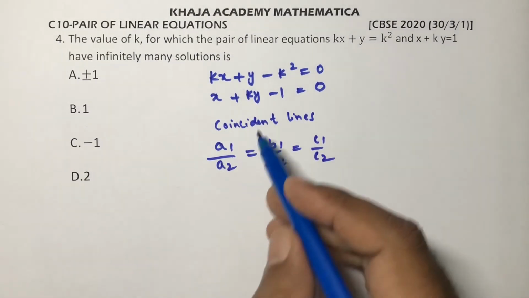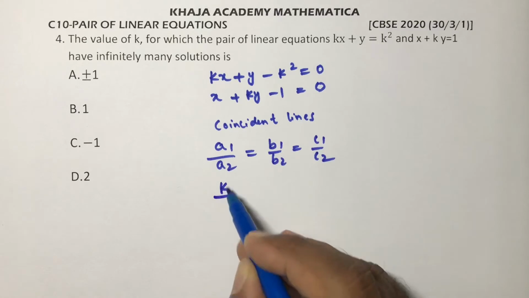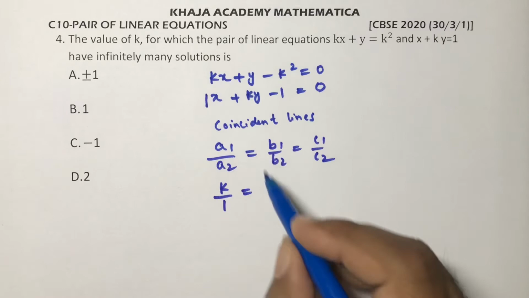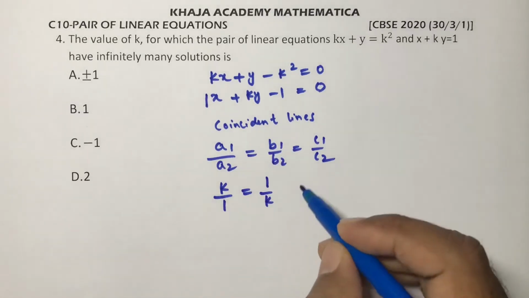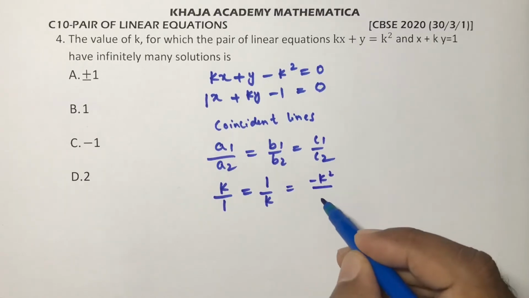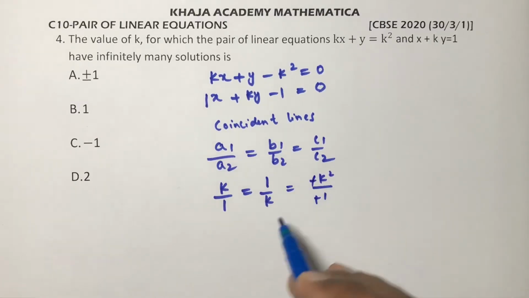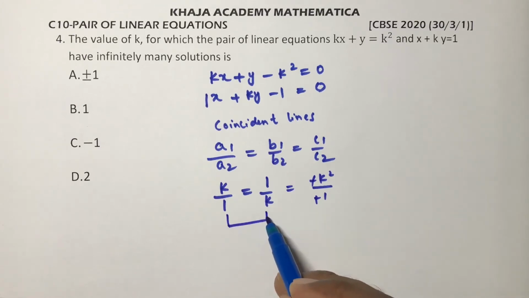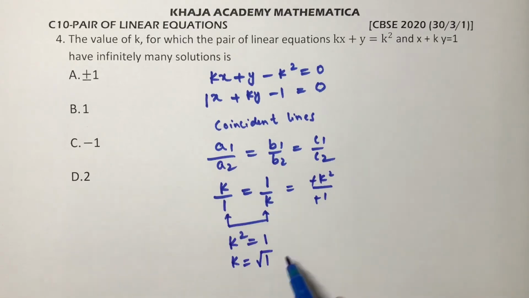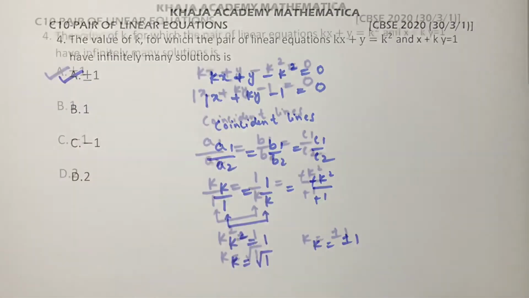Now if I substitute the values, a1 is k, a2 is 1, so 1 by k equals, if you want you can write minus k square by minus 1, minus minus cancels. So if you take these two values and cross multiply, k times k, k square equals 1. So k equals root 1, so k equals plus or minus 1. So the correct option is A.